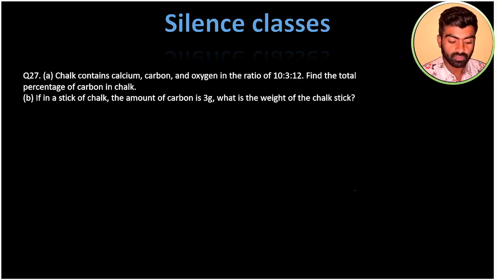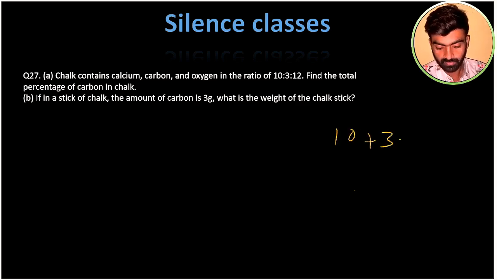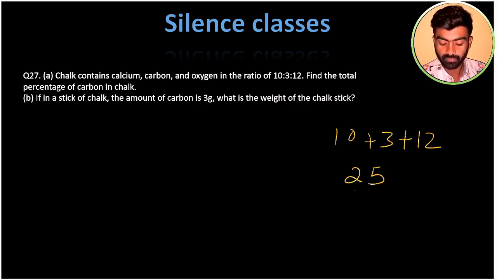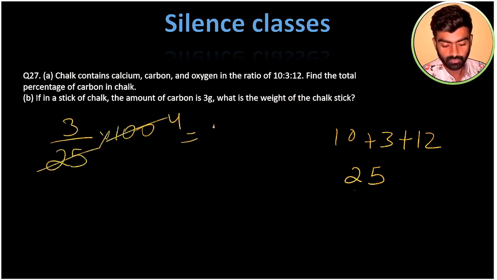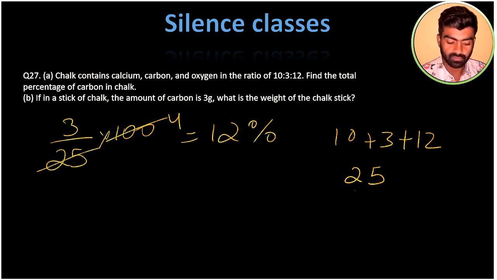Now let's move to the next question. Chalk contains calcium, carbon, and oxygen in the ratio of 10 is to 3 is to 12. Find the percentage of carbon in the chalk. The carbon content in the ratio is 3. First we add them to get the total: 10 plus 3 plus 12 will become 25. So carbon is equal to 3 upon 25 multiplied by 100. 4 3s are 12, meaning 12% carbon is there in the chalk.